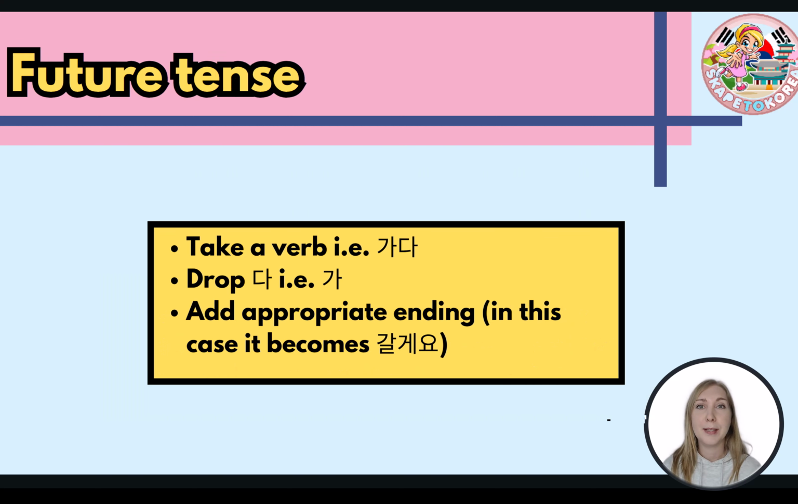So, for example, let's take a verb 가다, which is to go. You drop the 다, and then that becomes your verb stem 가, and then you add the appropriate ending. In this case, it becomes 갈게요, because there is the final space down below under 가, so we're adding ㄹ게요, and it becomes 갈게요.